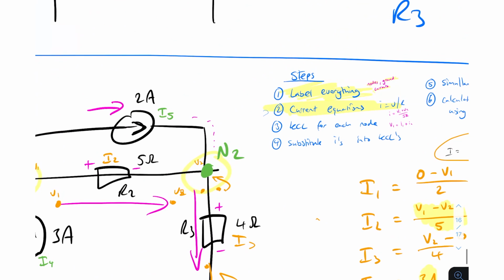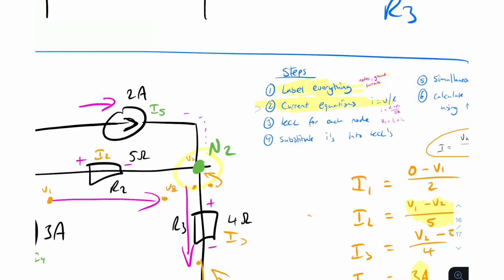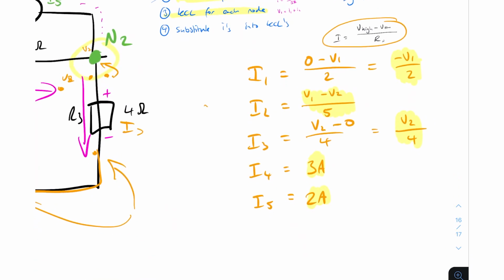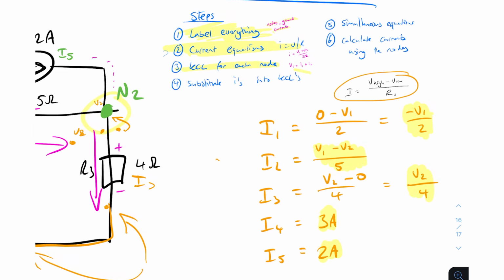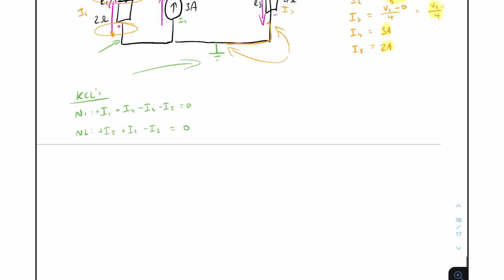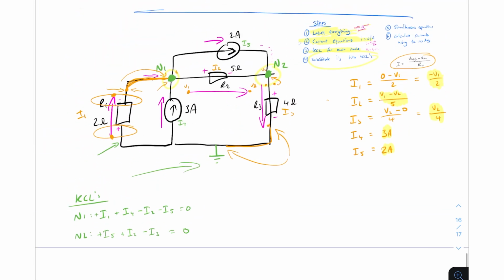So now we can replace, I believe we've done step, so we're finished with step 3 now. So now we can actually substitute in these I values. We substitute these I values into the KCLs, and then we're going to do the simultaneous equations for them. So let me just move this so I can have a better look at it.